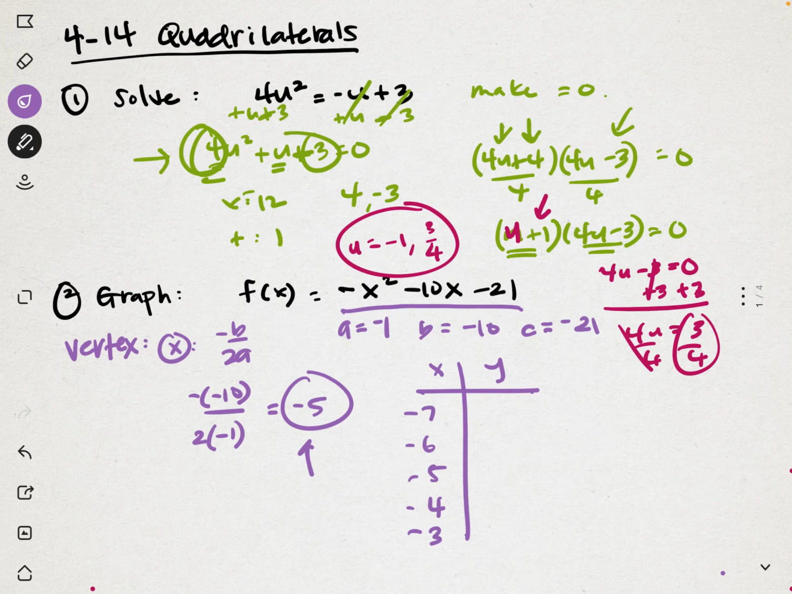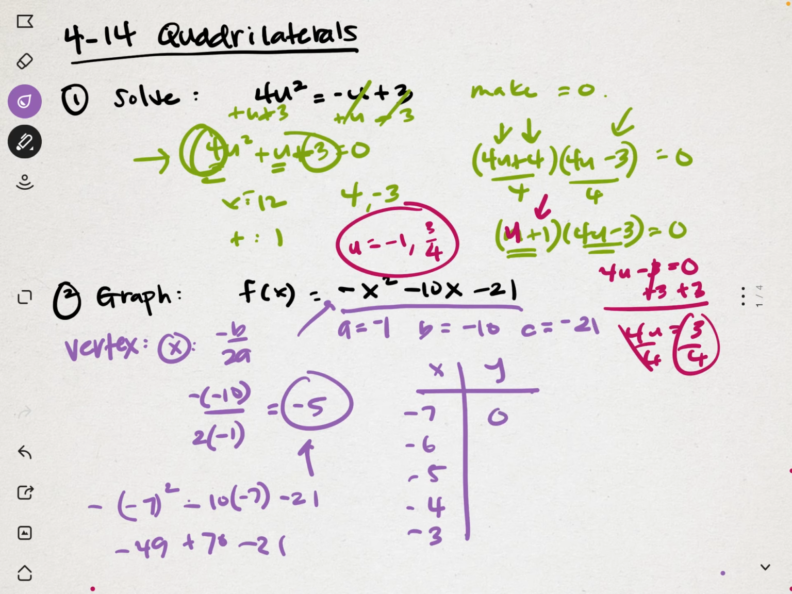So we're going to plug in negative 7 to our equation. Negative 7 squared is 49. And then minus 10 times negative 7 is 70, and then minus 21. So that would be 49 plus 70 is 21, minus 21 is 0.